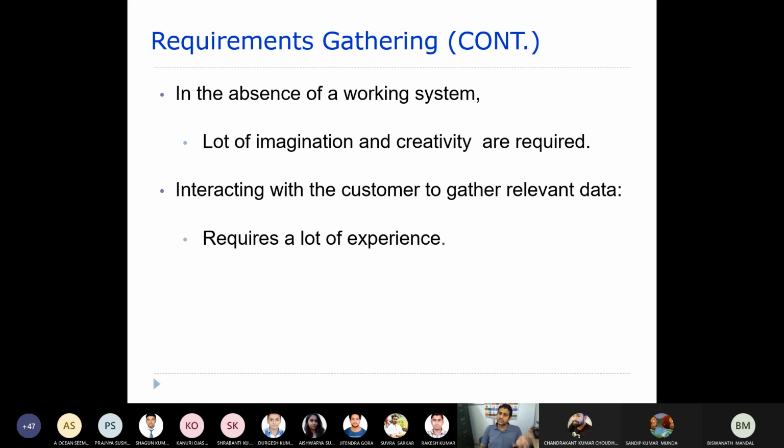If there is a manual working system or a manual existing system, it is very easy for us, because that way you can gather the requirements by interacting with the customer to gather relevant data. Because you are interacting with the customers to gather all this relevant data, you need to have a lot of experience. Before you carry out an interview, you should have a lot of experience of handling such interviews. Then it will be easier. Otherwise it will be quite difficult for you.